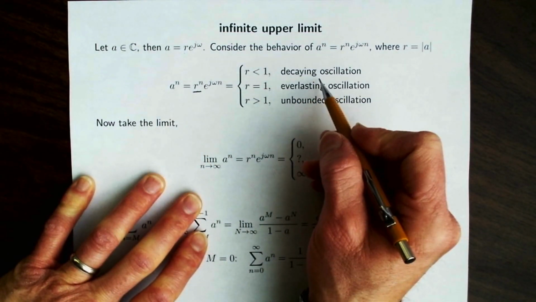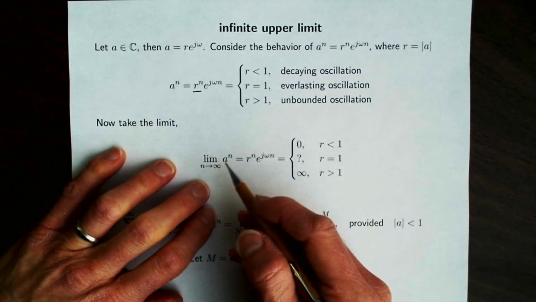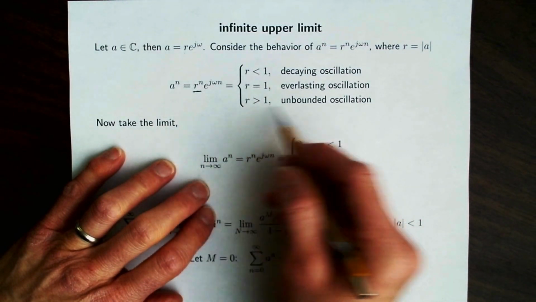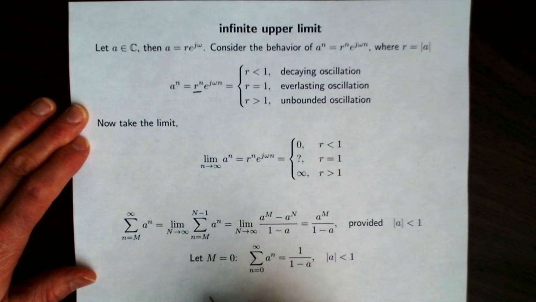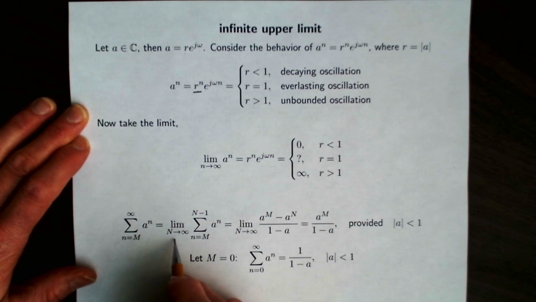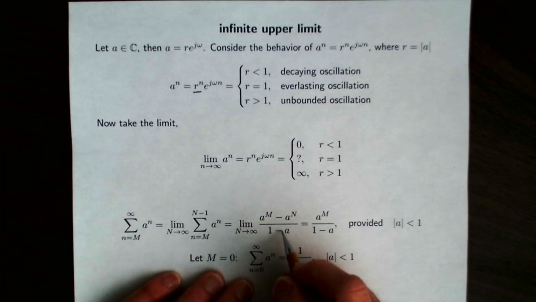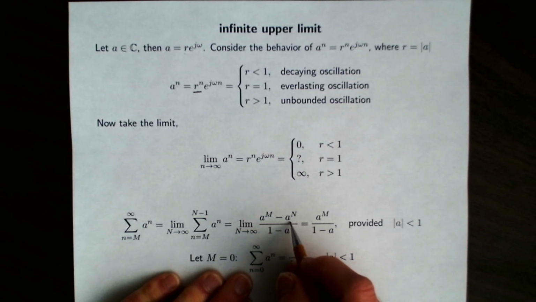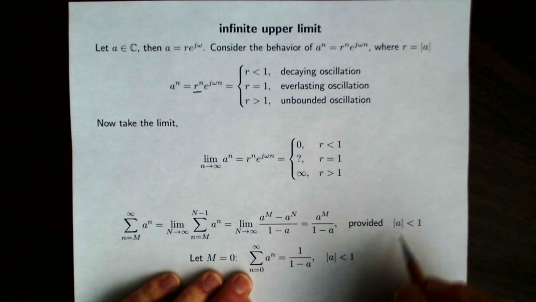And when r is less than 1, then we know that that envelope is decaying. When r is equal to 1, it's a constant envelope. And when r is greater than 1, it increases without bound. So if we look at this sum and let the upper limit go off to infinity, that's the limit as n goes to infinity. And if we just substitute and think about taking this limit, the only case where this limit is guaranteed to decay down to 0 is when the magnitude of a is less than 1.